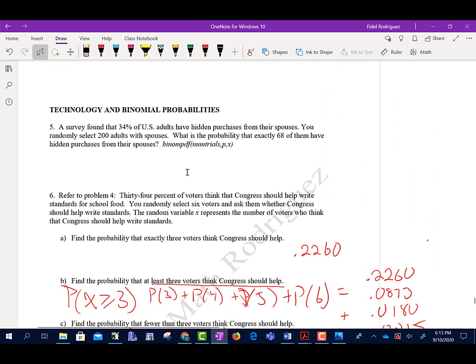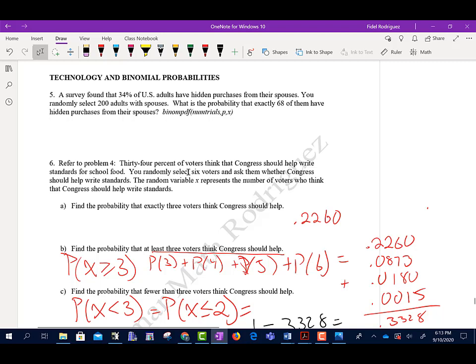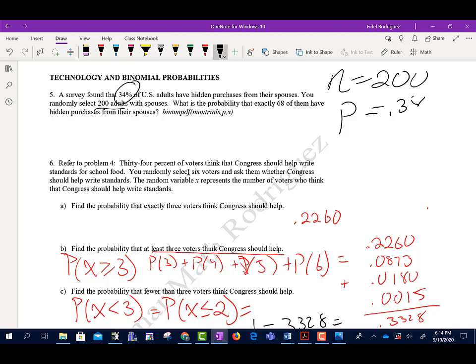Alrighty, let's go back up to number 5. Number 5 says, a survey found that 34% of U.S. adults have hidden purchases from their spouses. You randomly select 200 adults with spouses. What's the probability that exactly 68 of them have hidden purchases from their spouses? Okay, so n, how many people did we randomly select? 200. What's the probability that they have hidden purchases? 0.34. We want to figure out the probability that exactly how many of them? 68. So if you notice right here, it tells me binomial PDF, number of trials, p, and then x.